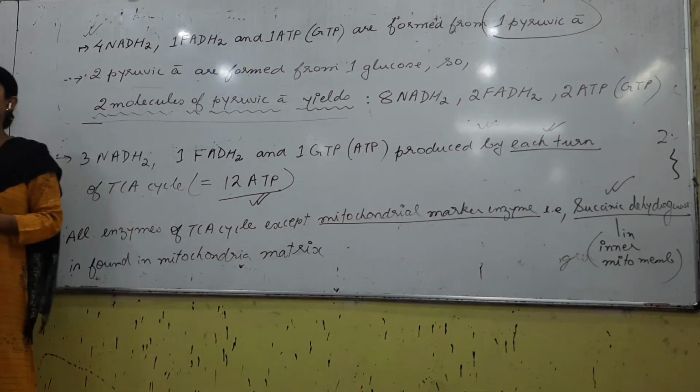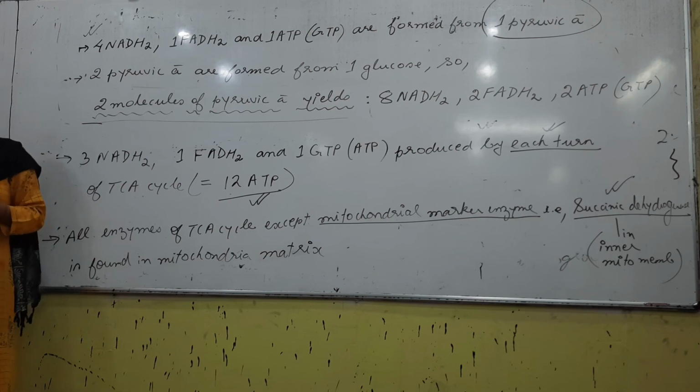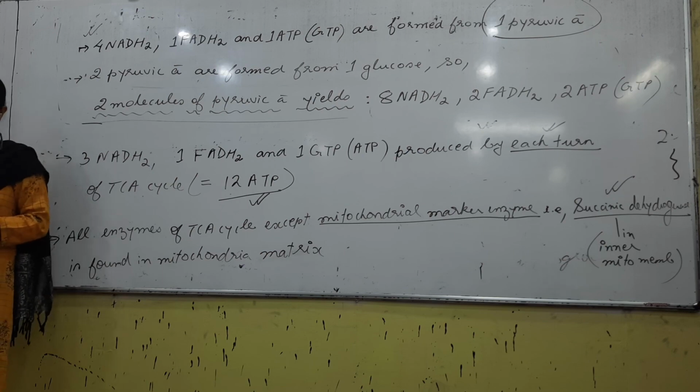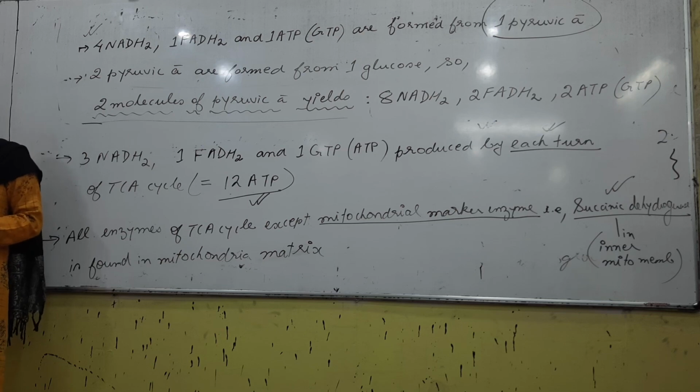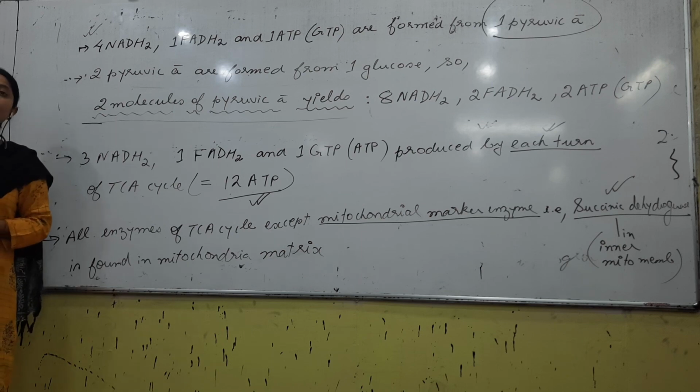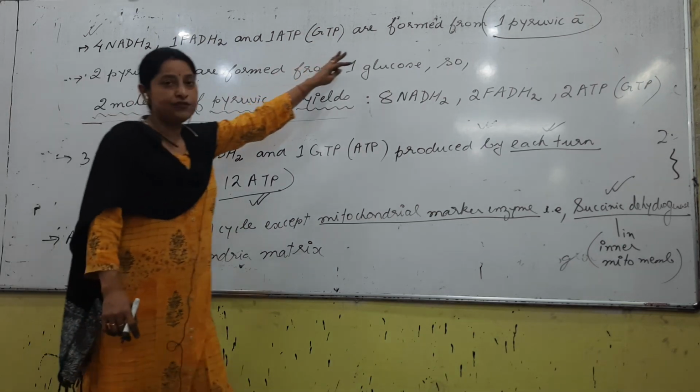Question 2: why will the question come from above? We will take three pieces of information. The first: in one round of the Krebs cycle, how many NADH2, FADH2 and GTP are produced? Second question: in two rounds of the Krebs cycle, how many NADH2, FADH2 and GTP are formed? Third question: from pyruvic acid, how many NADH2, FADH2 and GTP will be formed?